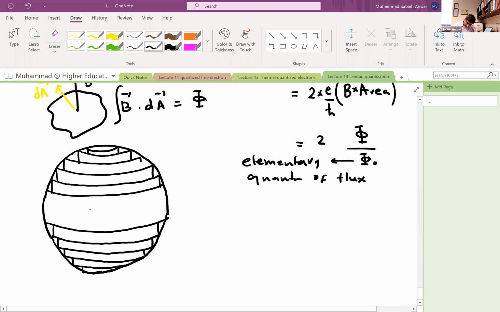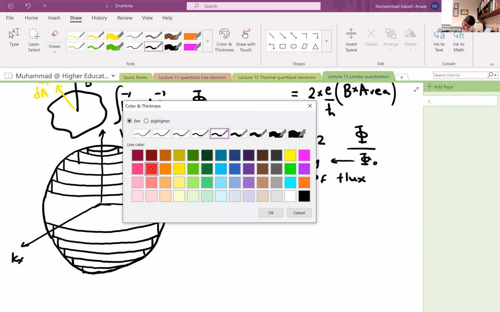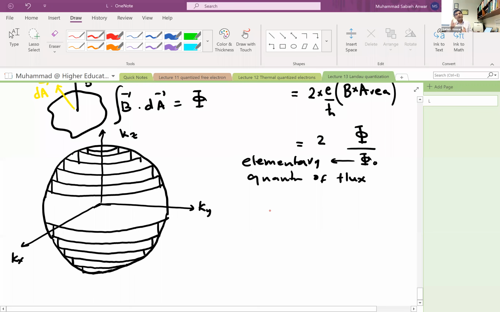So this is my kx. Kz. Change the color a little bit. All right. All values of kz are allowed. For a particular value of L, kz can go from minus infinity to infinity.